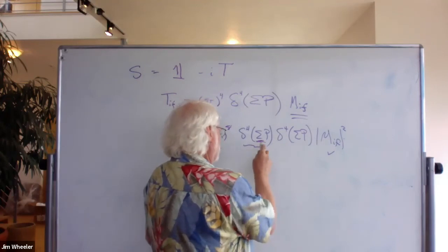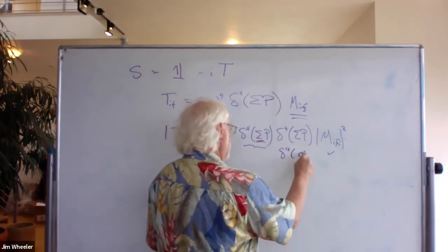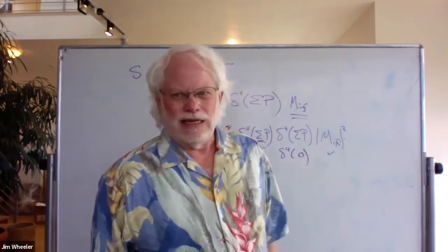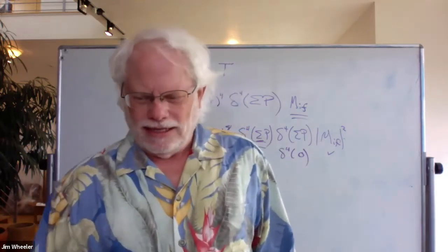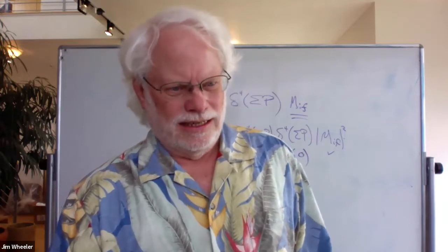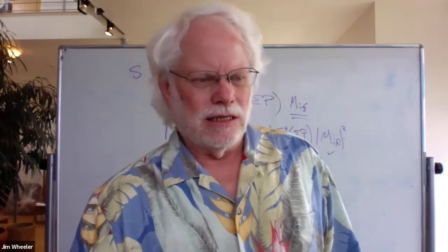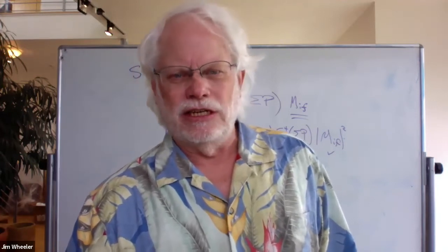This sets the sum of the p's to 0, so if I do that, this is a delta function evaluated at 0, which is quite infinite. And we need a way to handle that. What's normally used is called box normalization.